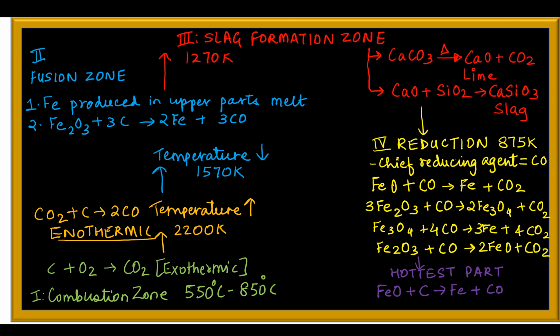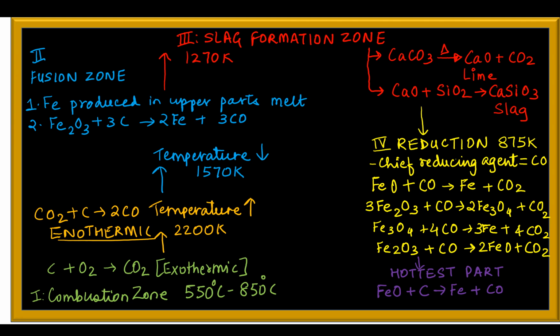Fine. Now, like I told you, the exhaust gases are obviously going to be carbon dioxide and carbon monoxide, as you found that they were getting formed in the various steps. The carbon dioxide got formed in the combustion zone, then it also got formed in the slag formation zone. The carbon monoxide majorly got formed in the fusion zone.